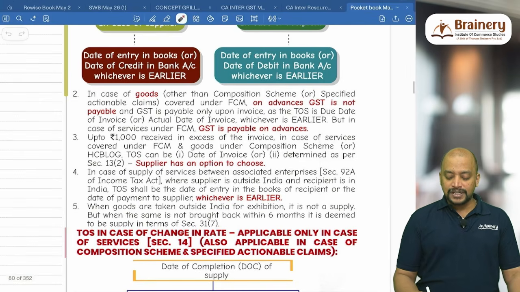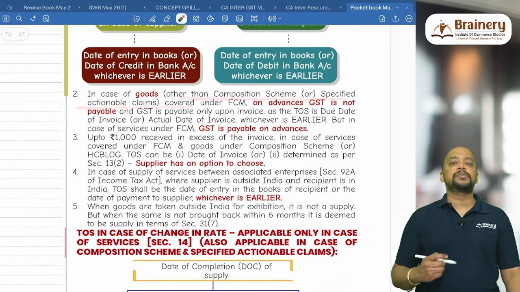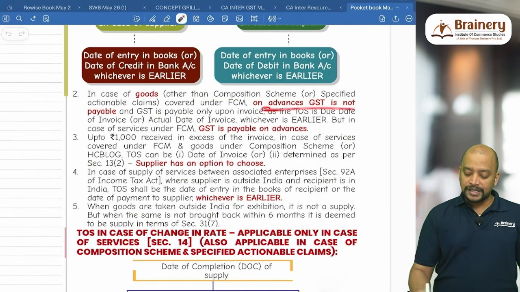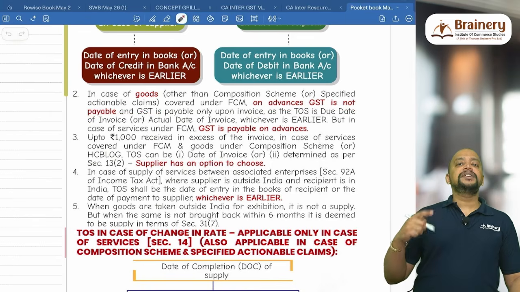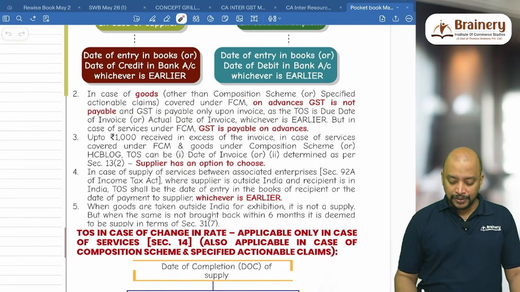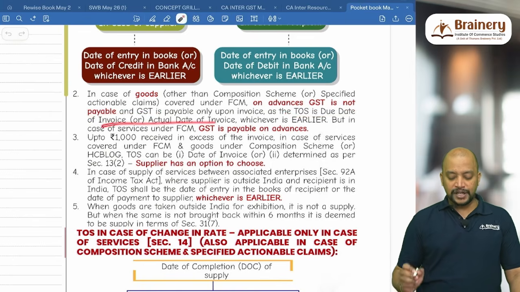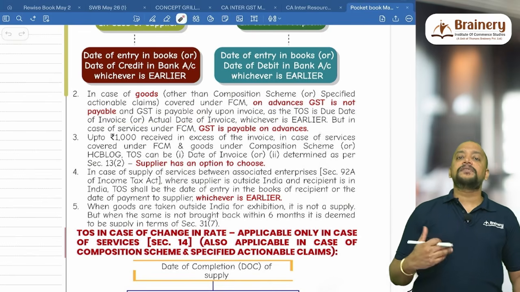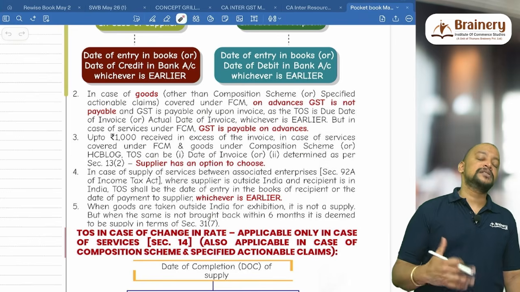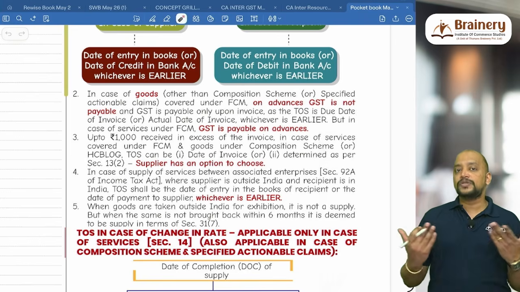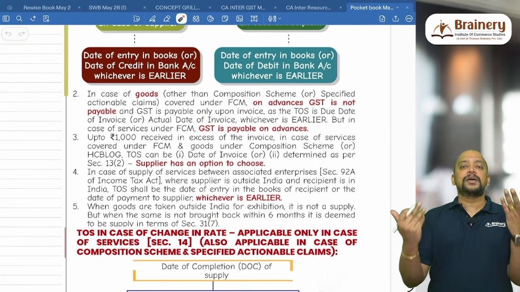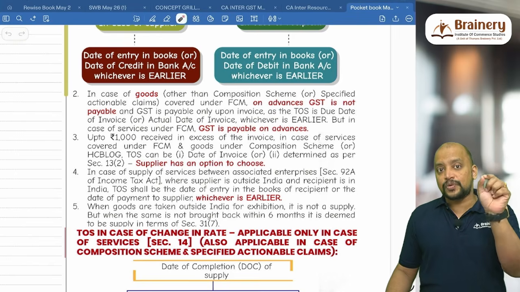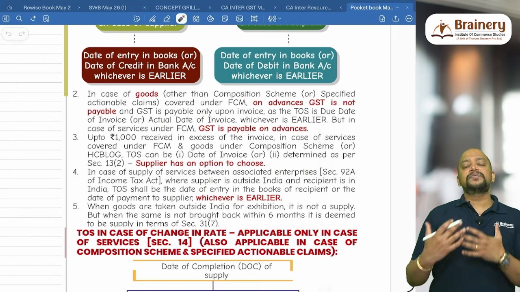Then in case of goods other than composition scheme or specified actionable claim covered under FCM, on advances GST is not payable, and when GST is payable, it is whenever the invoice is issued or the due date of invoice or actual date of invoice, whichever is earlier. But service is not like that. In case of services covered under FCM, GST is payable on advances. What about goods and services under RCM? Goods and services under RCM, definitely GST is payable on advances, because the date of payment is one of the dates which is specified.